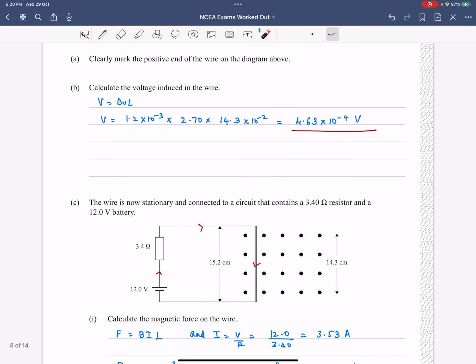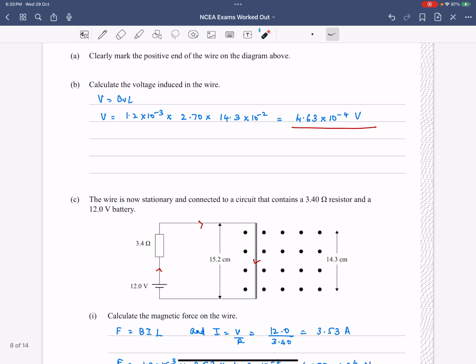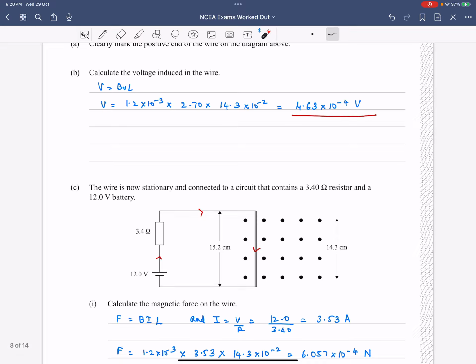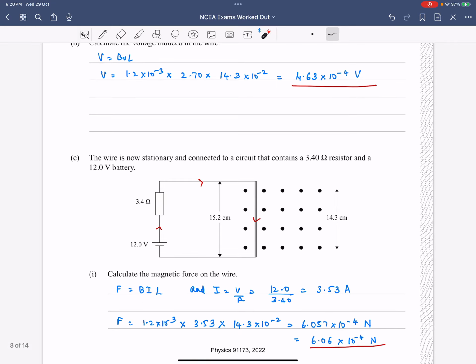The wire is now stationary and connected to a circuit that contains a 3.40 ohm resistor and a 12-volt battery. So now we're coming to the motor effect, where there's a current and the current causes movement. Okay, so first thing, calculate the magnetic force on the wire.